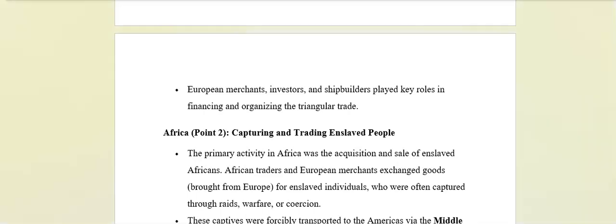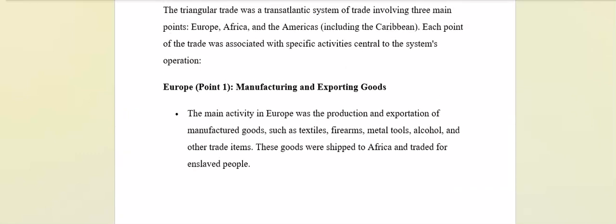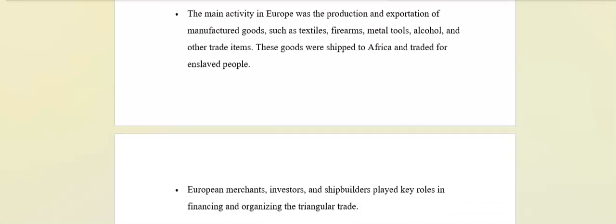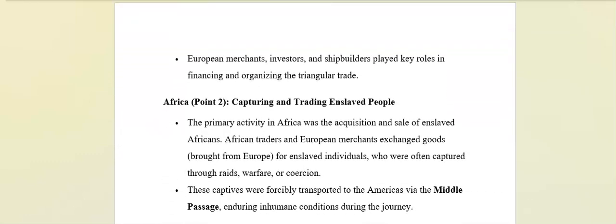All right, so the second point of the triangular trade, and the activity that took place at that point, was in Africa. So we left Europe, which was the first point of the triangular trade, and now we are at Africa, which is the second point of the triangular trade. What activity took place in Africa? Well, capturing and trading enslaved people. So in Africa, the primary activity was the acquisition and sale of enslaved Africans.